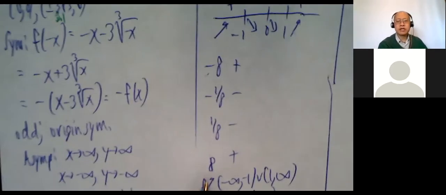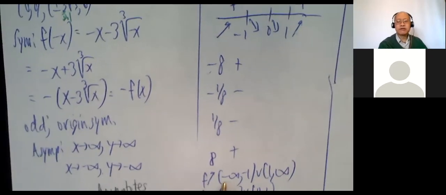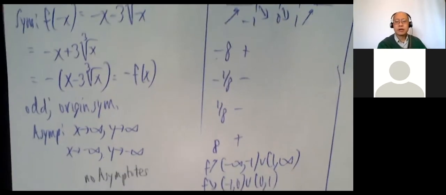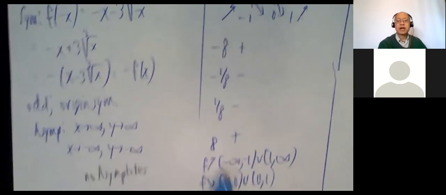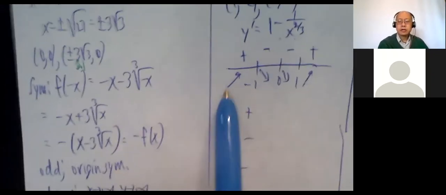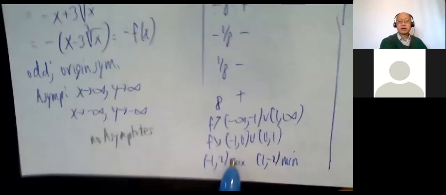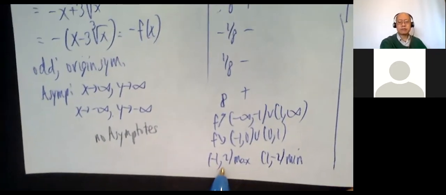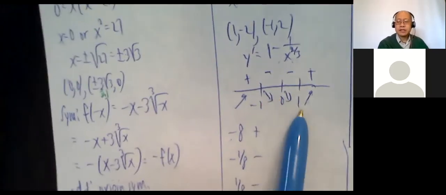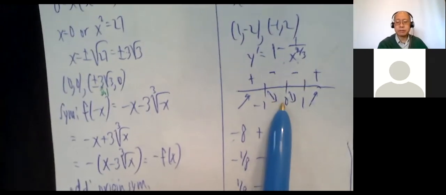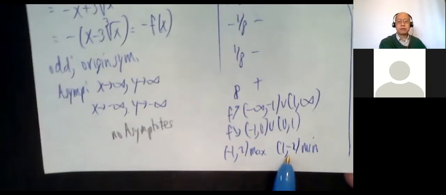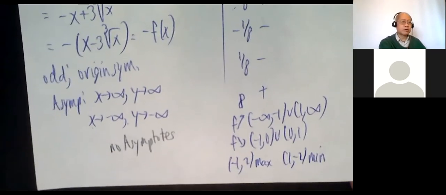So intervals of increase and decrease: f is increasing from -∞ to -1, union 1 to infinity. F is decreasing from -1 to 0, union 0 to 1. The graph goes up and then down. That means -1, 2 is a maximum. Down, down, neither maximum nor minimum. Down, up, minimum. So 1 comma -2 is a minimum.